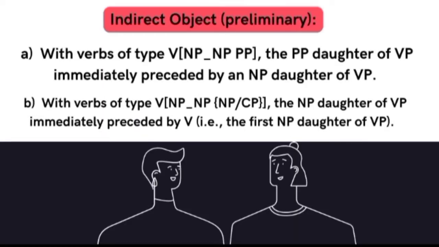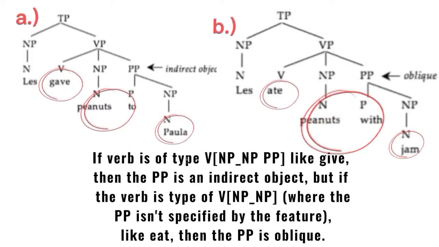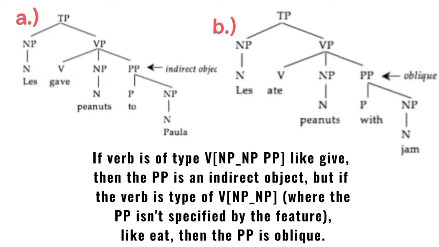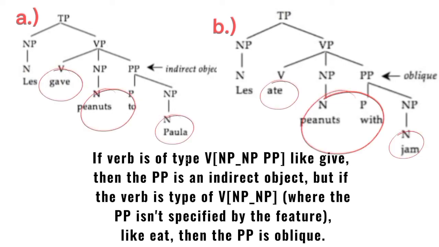We also have indirect object, preliminary. Obliques. In many languages, such as Finnish, obliques aren't marked with prepositions. Instead, they get special suffixes that mark them as oblique. So, obliqueness is not necessarily defined by being a preposition. That is just a convenient definition for now. Notice that obliques can structurally show up in the same position as indirect objects. So let us compare these two trees here. The difference between the two is in whether the PP is part of the argument structure of the verb or not.